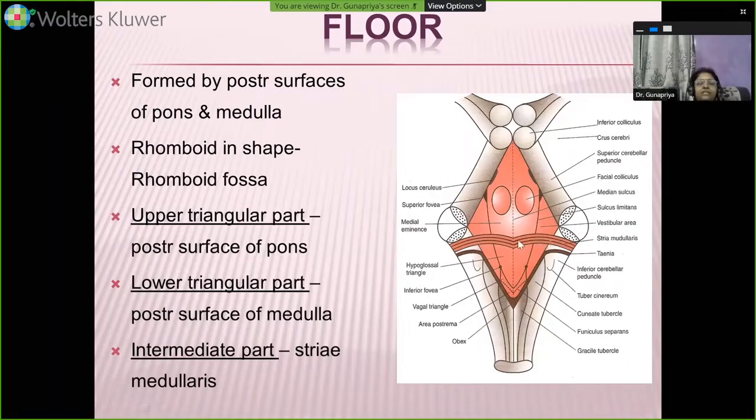So this obviously has an upper triangular part and a lower triangular part because it is formed by the posterior surfaces of the pons above and medulla oblongata below. The upper triangular part is formed by the posterior surface of the pons. The lower triangular part is formed by the posterior surface of the medulla. In the middle, you have the stria medullaris, fibers of stria medullaris. So this is just the start about the floor of the fourth ventricle.